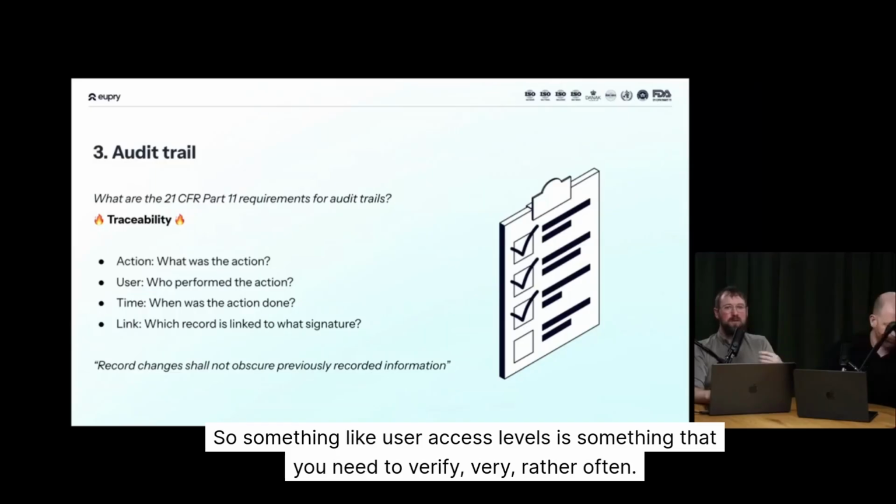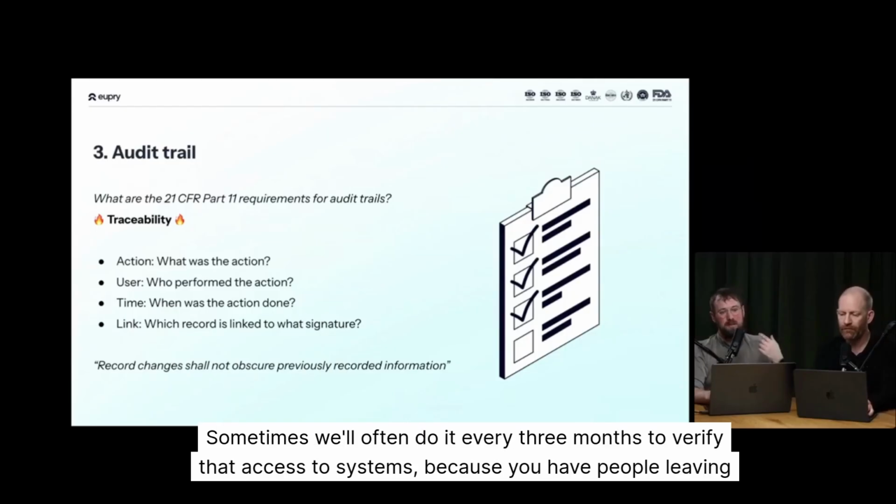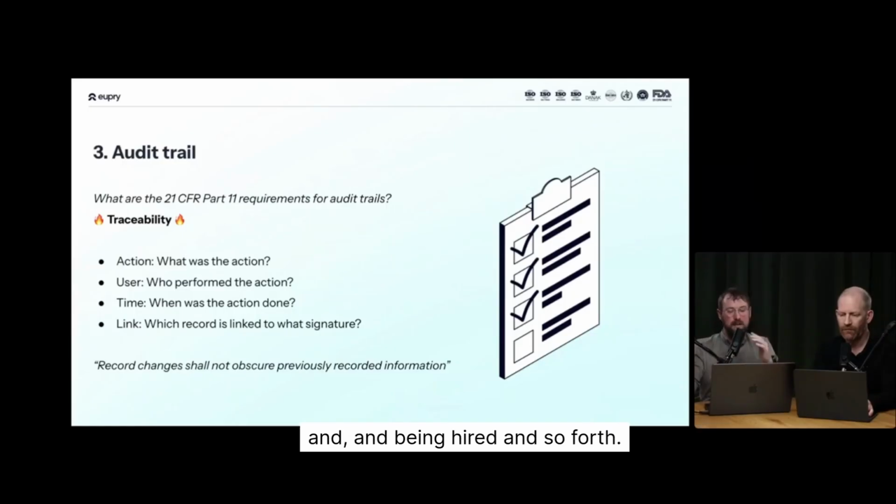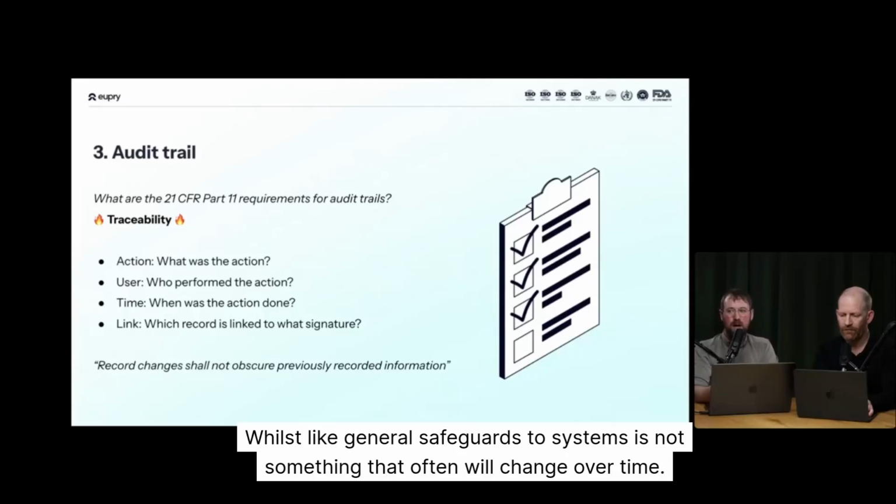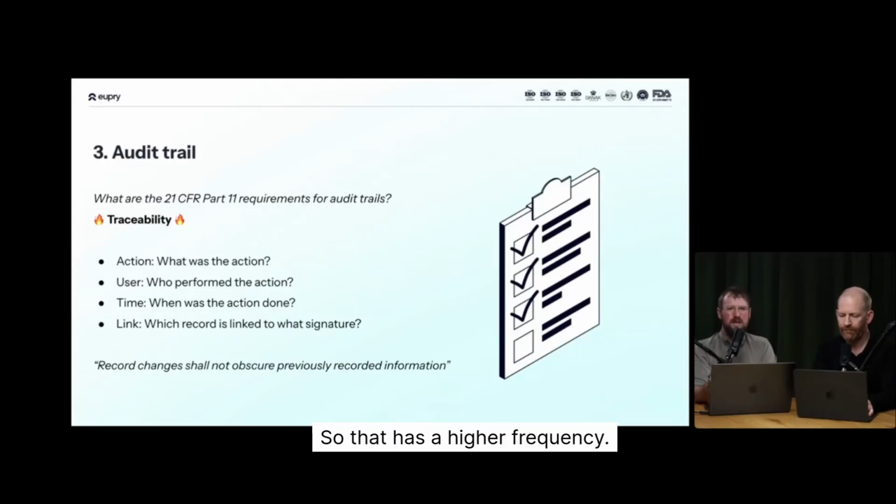So something like user access levels is something that you need to verify rather often. Sometimes we'll often do it every 3 months to verify that access to systems, because you have people leaving and being hired and so forth. So that is something that changes a lot. Whilst like general safeguards to systems is not something that often will change over time. So that has a higher frequency.